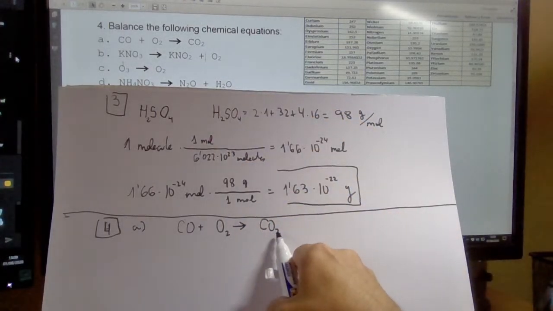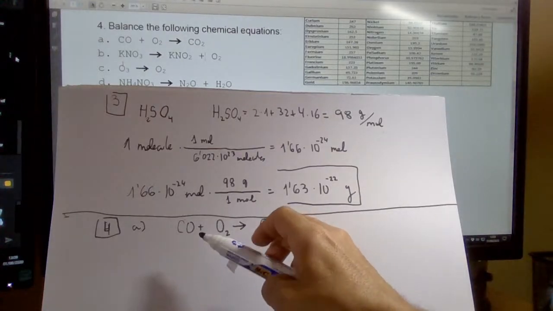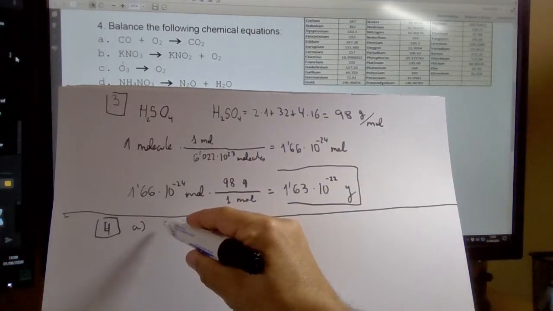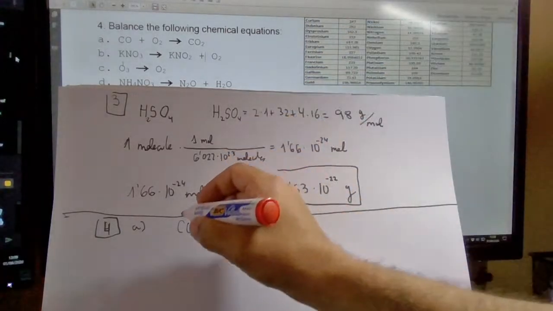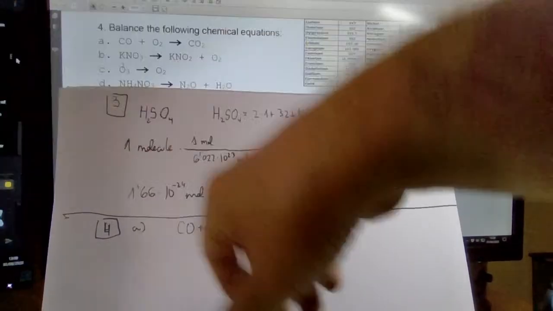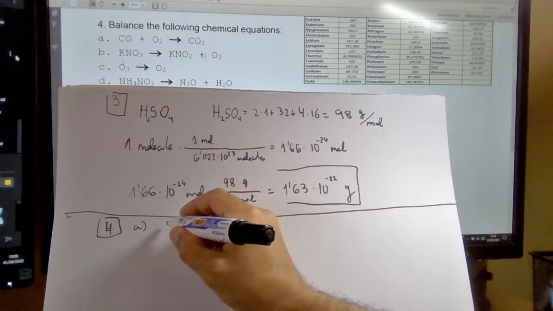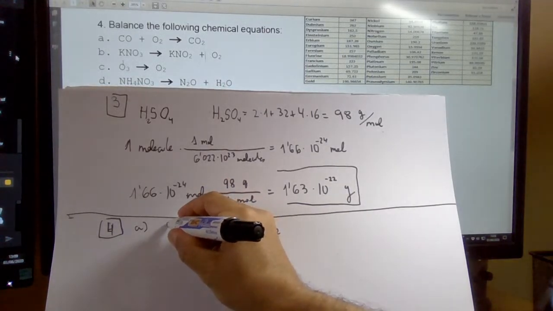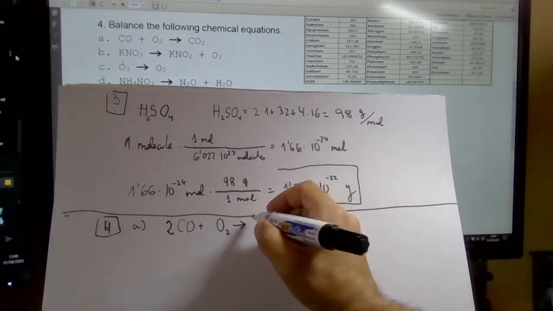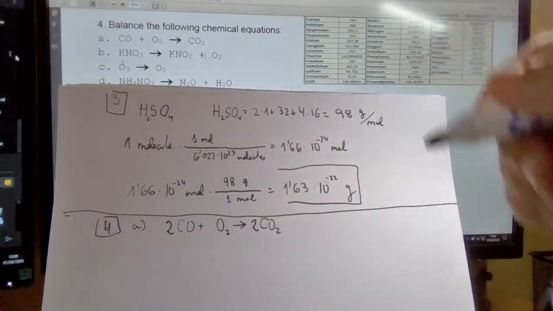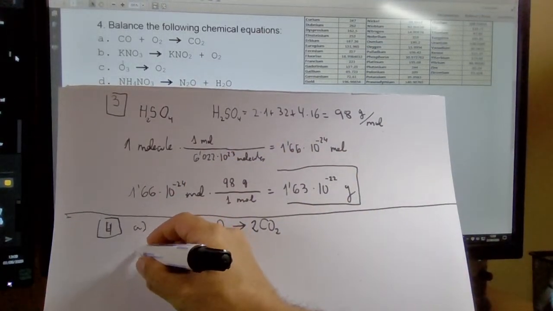Here we have 2 oxygen, and here we have 3. So what can I do? Right, 2 here. Let me use red for corrections. 2 here. Now we have 2 oxygen, 2 carbon, and 2 here. This is not difficult.